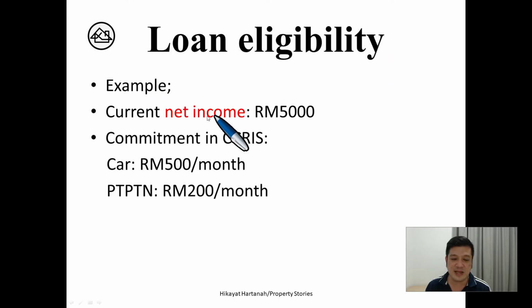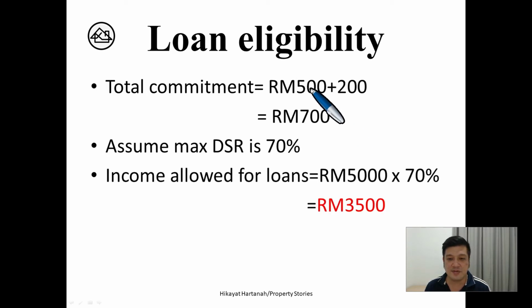Next example is the loan eligibility here. The example here, net income is 5,000. Let's just assume this person has a 5,000 net income. Commitments: has a car of 500 a month, PTPTN payment of 200 a month. So what's the loan eligibility? Total commitment is 500 plus 200, which is 700 a month. Assume 5,000 net income, for most banks 70% is a very safe assumption.